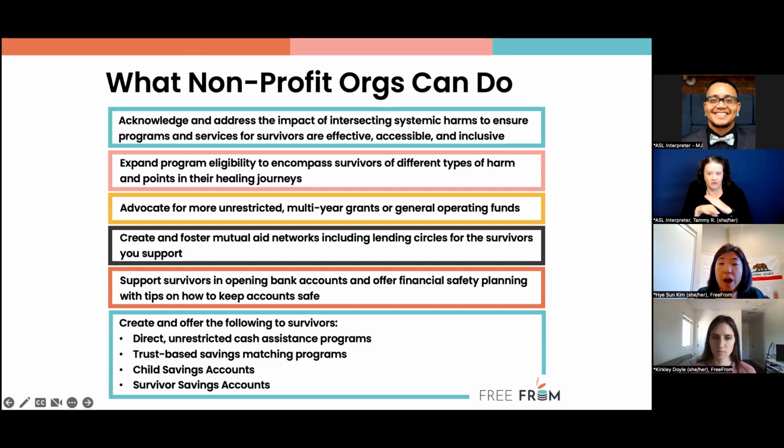So we've seen how valuable cash is for survivors, but survivors also need a safe way to save their money in order to get and stay safe. And without a safe and protected bank account, it is much more difficult, time-consuming, and dangerous for survivors to be able to build the wealth necessary. All right, and then finally, nonprofit orgs should create and offer the following: direct unrestricted cash assistance programs, trust-based savings matching programs, child savings accounts, and survivor savings accounts.